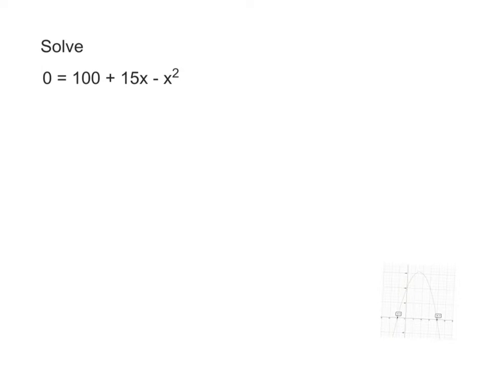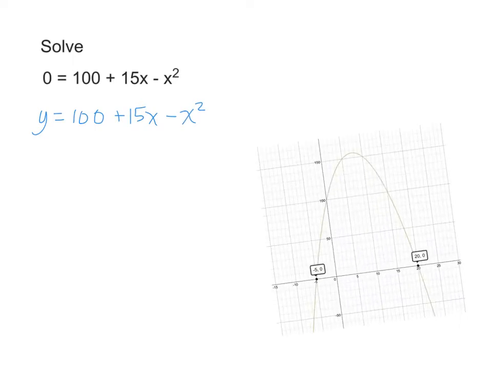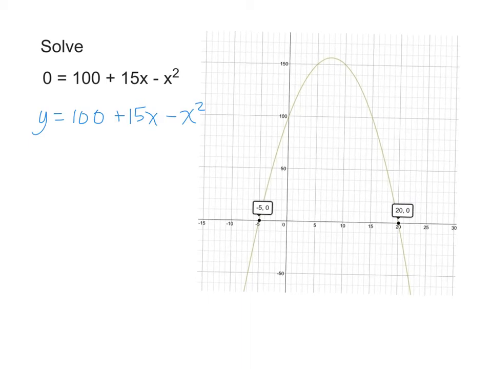This one already has 0 equals. So you're just going to go to your calculator, make that 0 a y, and you're going to graph y equals 100 plus 15x minus x squared. Go ahead and try to find those solutions. So graph it and then adjust your window or zoom out so that you can see both. When you first graph it, you're only going to see this one over here, the -5, because 20 is outside of your standard viewing window. But you can adjust so that you can see it. And those are the answers.